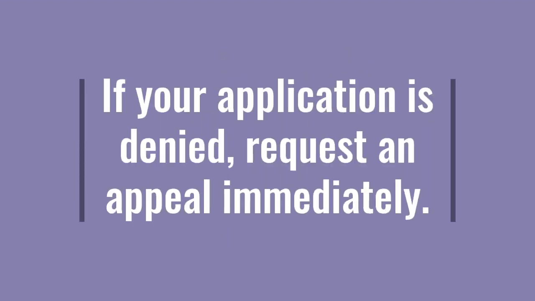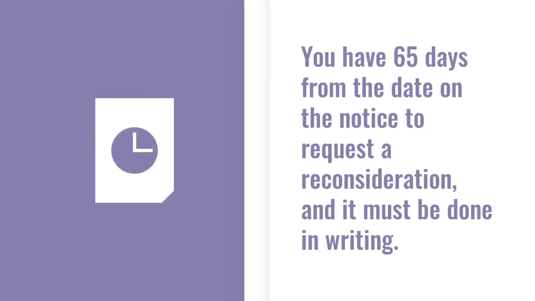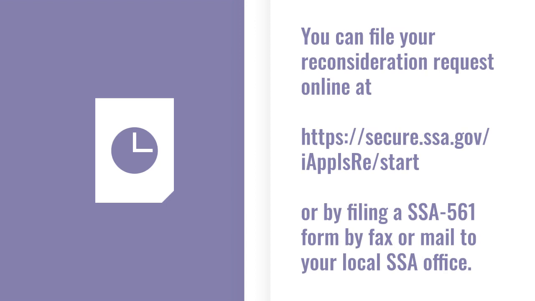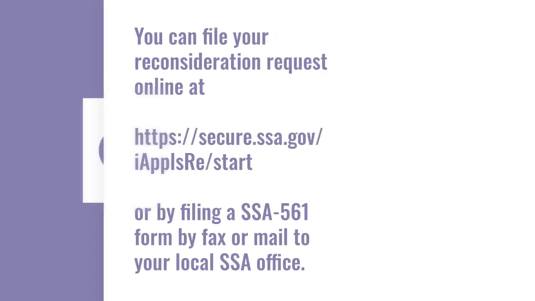If your application is denied, request an appeal immediately. The appeal process at this stage is called a reconsideration. You only have 65 days from the date of the denial notice to request your reconsideration, and it must be done in writing. You can file your reconsideration request online at ssa.gov or by filing a Social Security 561 form by fax or mail to your local Social Security office. The fax and address are available by zip code on the Social Security Office Locator webpage at ssa.gov.